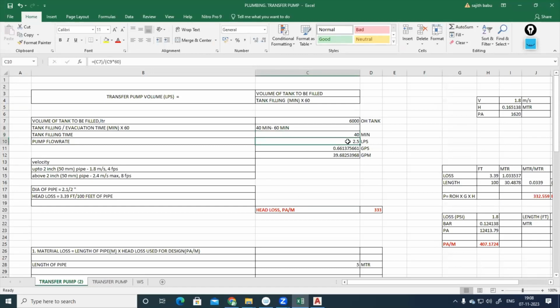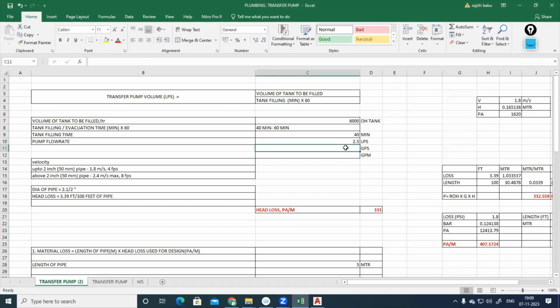Now, what about the pump flow rate? The transfer pump flow rate is equal to volume of tank to be filled divided by tank filling time in minutes, so you'll be getting the value in liter per minute. Multiplied by 60, you can convert that into liter per second. So the pump flow rate, how much will we get? 2.5 liter per second. Correct. 6,000 divided by 40 into 60 by this equation.